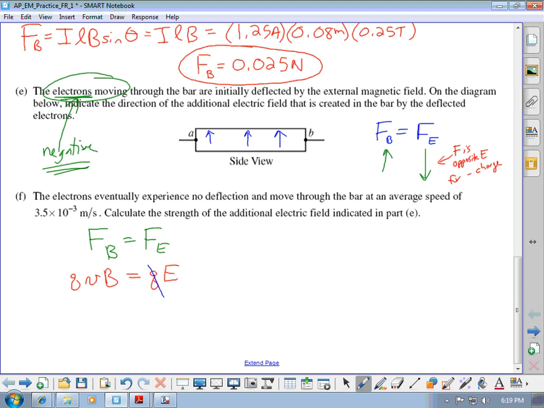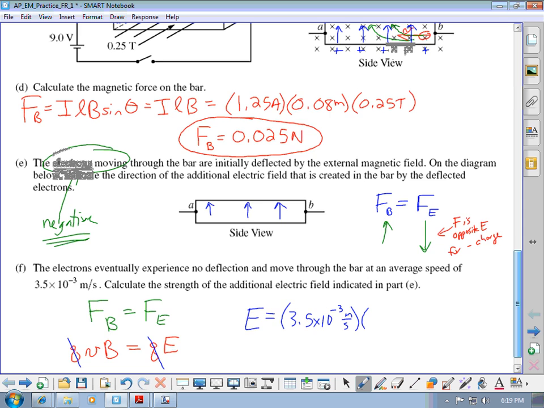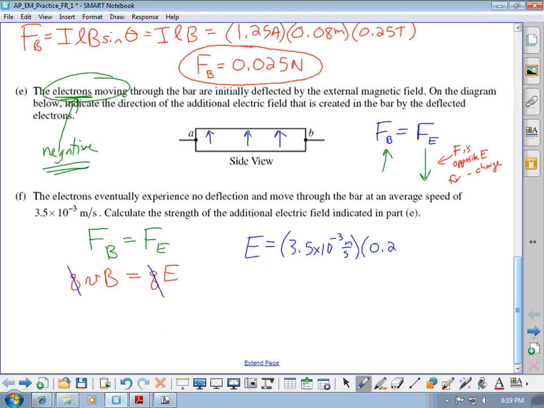So my charge divides out, although I could look at the front page of the formula sheet. The charge of an electron is given there, so you could put it in there and then divide it out. But this says that the electric field is the speed of the electrons times the magnetic field. They just gave us the speed, 3.5 times 10 to the negative 3 meters per second. And the magnetic field was 0.25 Tesla. And so the electric field is 3.5 times 10 to the negative 3 times 0.25.